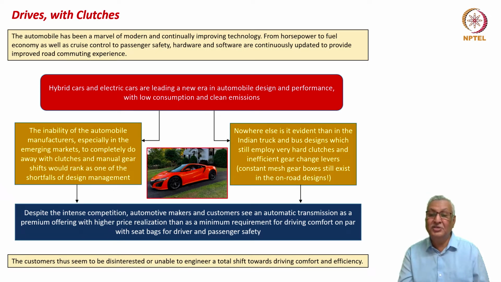Constant mesh gearboxes still exist in the on-road designs. Despite the intense competition, automotive makers and customers see an automatic transmission as a premium luxury offering with higher price realization than as a minimum requirement for driving comfort, on par with seat backs for driver and passenger safety. The market hasn't evolved to accept factory-built air-conditioned cabs or low-floor buses, which are designed with monocoque construction and which only big companies can undertake. The customers thus seem to be disinterested or unable to engineer a total shift towards driving comfort and efficiency.